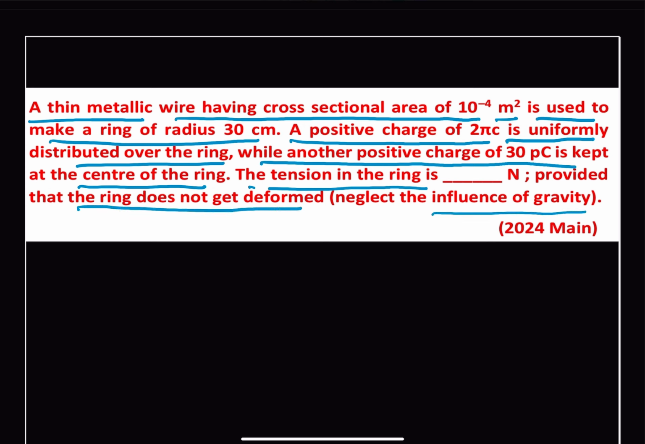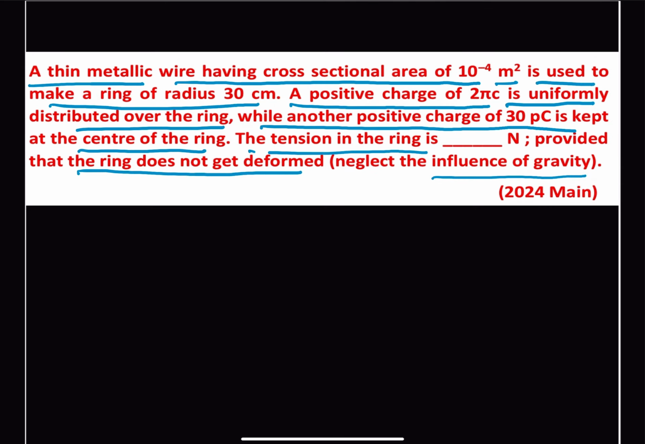So in this case, we are given a thin metallic wire. Suppose this is a thin metallic wire and it has a positive charge uniformly distributed, whose value is given as 2 pi. And at the center, another positive charge is kept, that is our 30 picocoulomb. So obviously there will be a force of repulsion between the two.